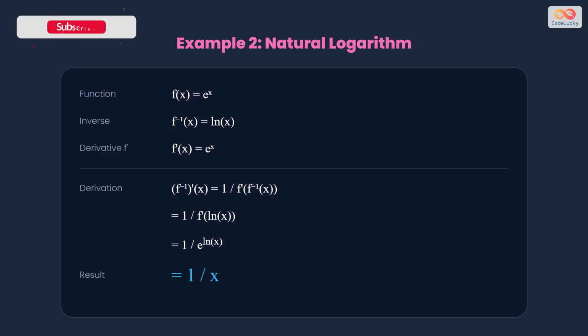This formula is incredibly powerful for finding new derivatives. Consider the natural logarithm, which is the inverse of e to the x. Using our formula, the derivative of natural log x is 1 over the derivative of e to the power of natural log x. Since e and natural log cancel out, we get the famous result, 1 over x.